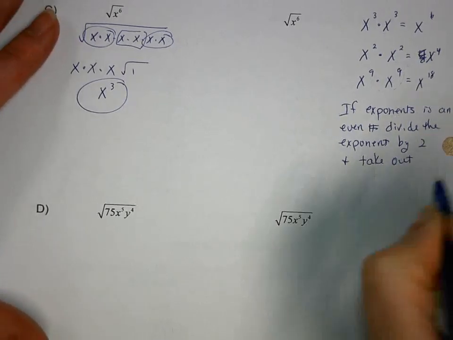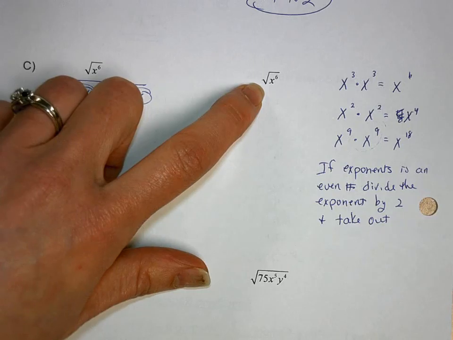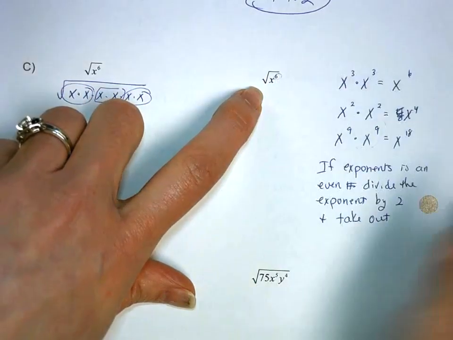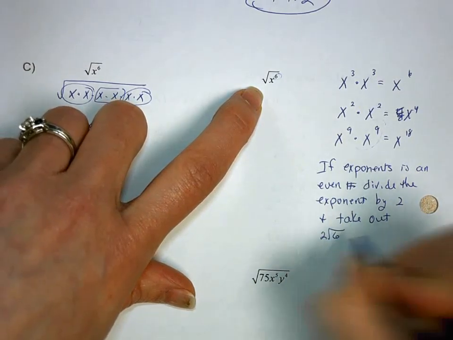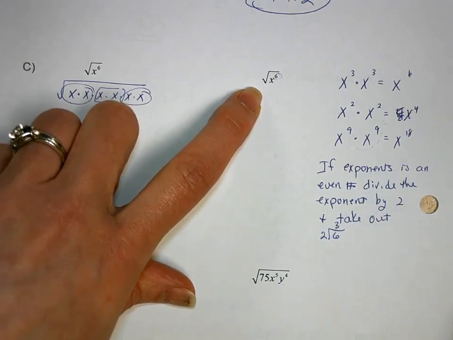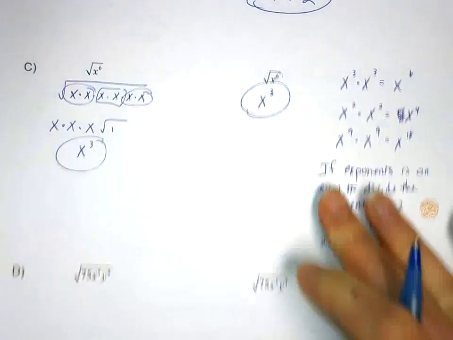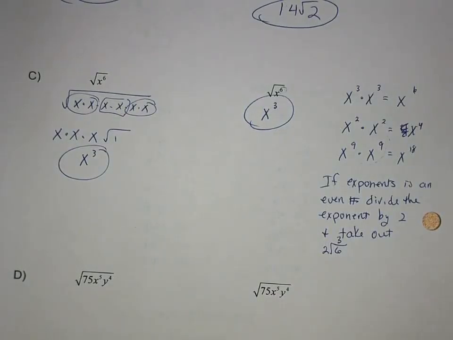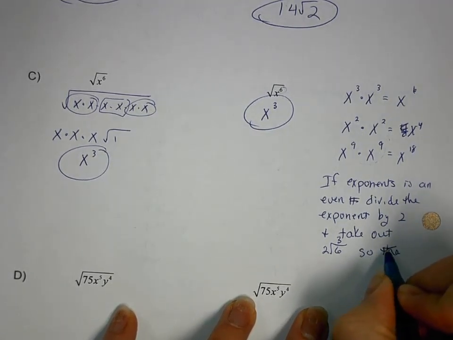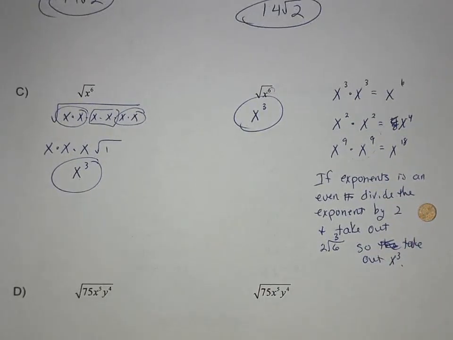All right, here's what I mean by this one. Let's go back up to here. Is that an even number? Okay, it's an even number. So I'm going to go 2 divided into 6. What does that get me? 3. So that means my square root here is going to be x cubed. That's all you have to do, because that is a perfect square number. So I'm going to write it down here: take out x cubed.